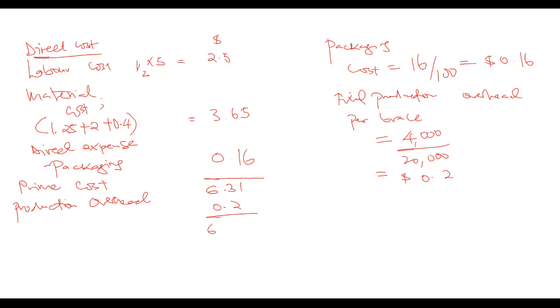Total gives us 6.51. You therefore have the total production cost. Then you have other non-production overhead. You are told that the cost of selling and distribution works out at 50 cents per item. So 50 cents, 0.5, gives 7.01 to be the total cost.